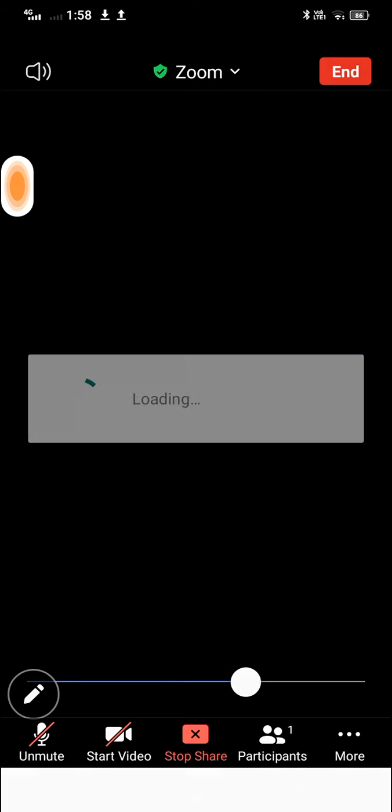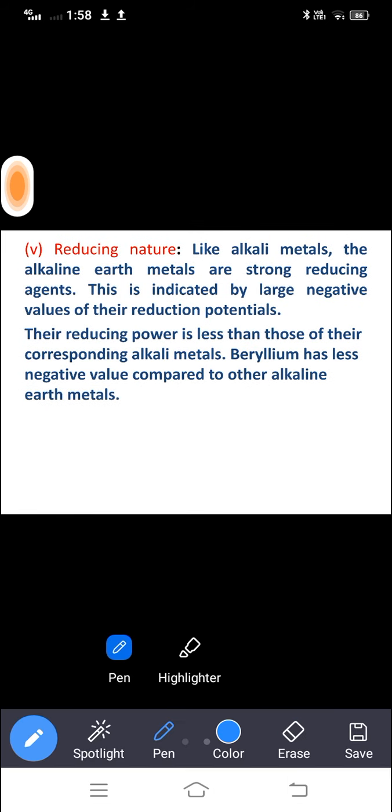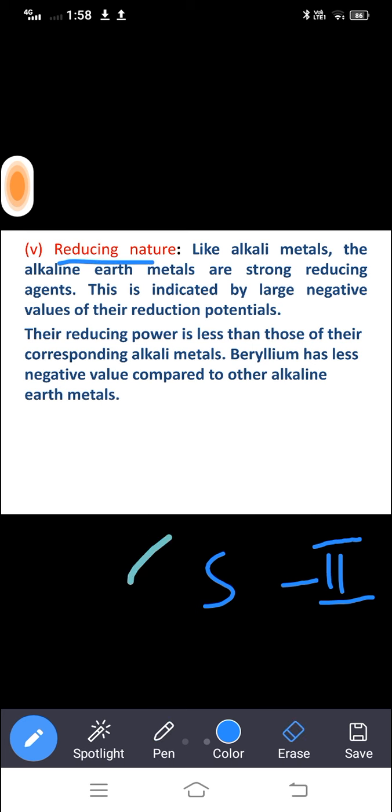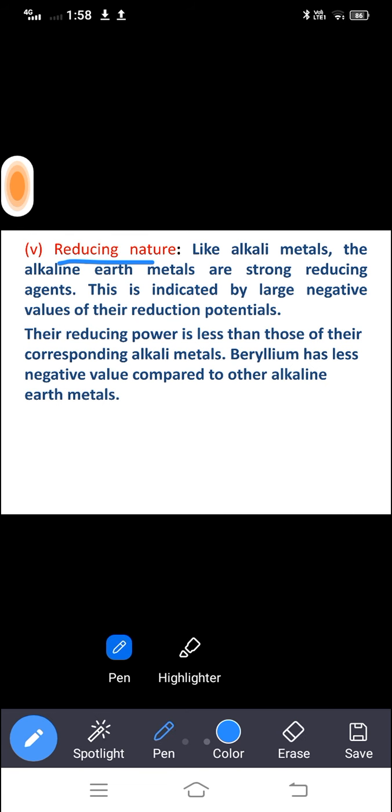Reducing nature. If you want to judge reducing nature, you can remember the outermost electronic configuration. This is for group 1 and this is for group 2. In group 2, the outermost electronic configuration has 2 electrons, so it wants to lose 2 electrons to attain the nearest noble gas configuration. But in group 1 it is only 1. So based on this, which will have more reducing nature, group 1 or group 2? Group 2 will have less reducing power compared to the alkali metals. The reason is that it wants to lose 2 electrons.